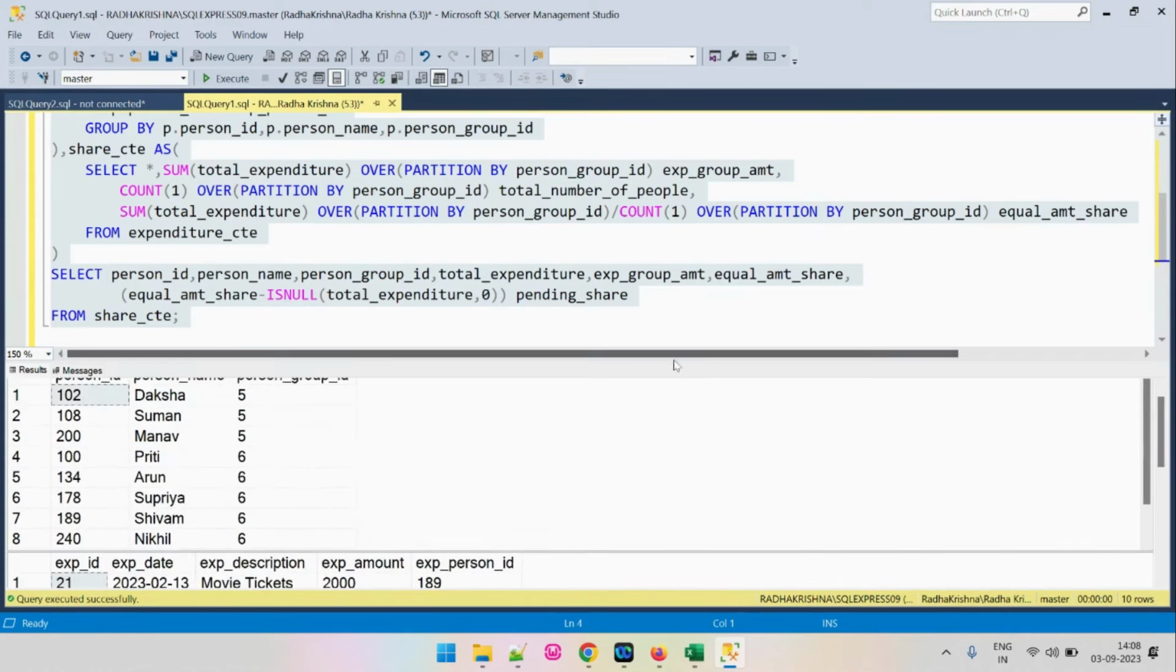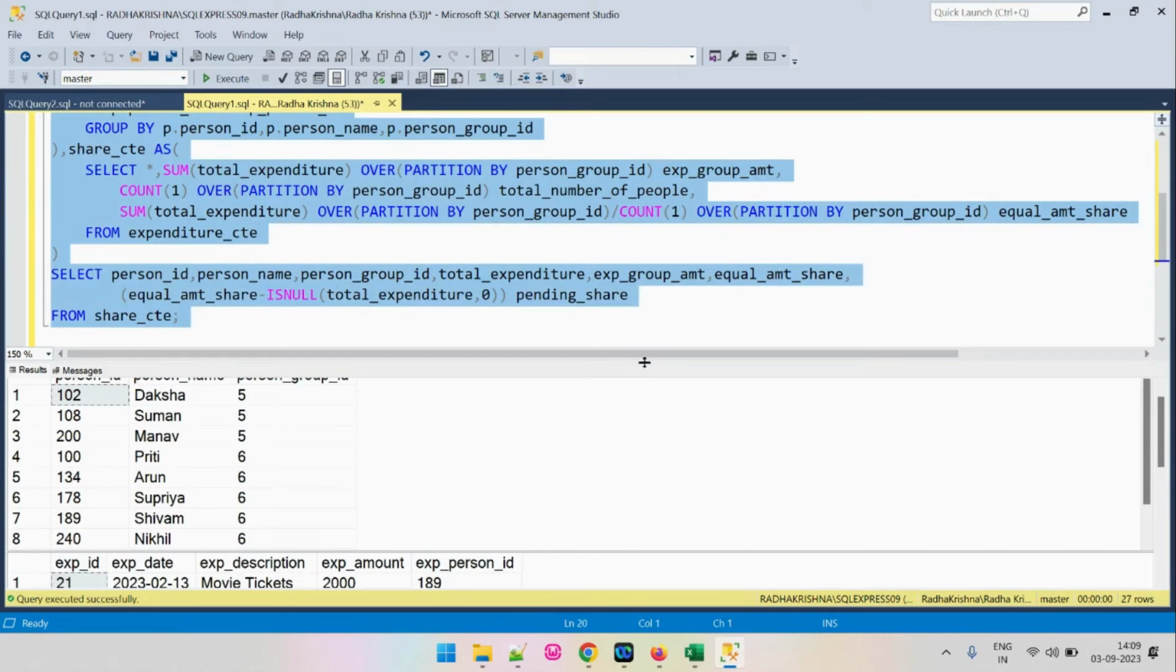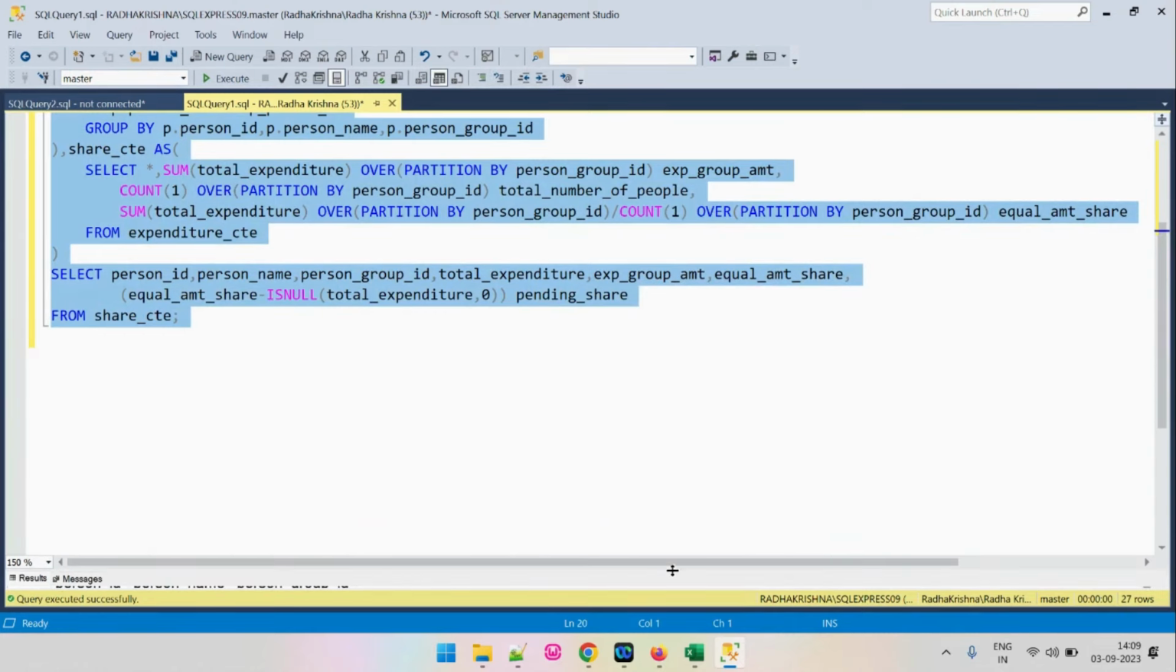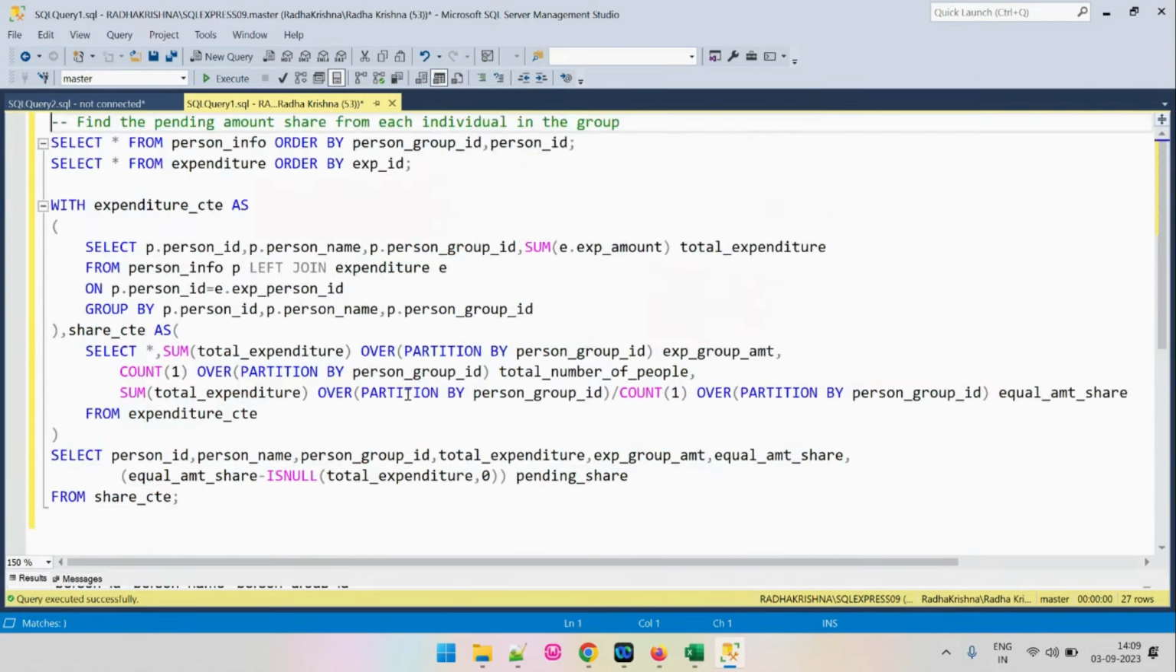Okay, and let's see the query that we have written. So this is the query that we have written. Let's do a quick recap of how we have achieved the solution. First of all, we went to the person info table, and for each individual we have joined it with the expenditure table, and identified the total expenditure each individual has done. So we have done the grouping on these columns and identified the total expenditure by each person.